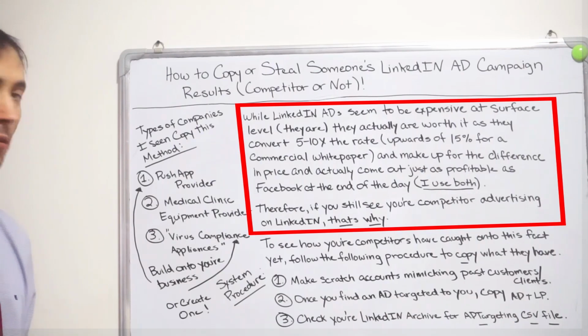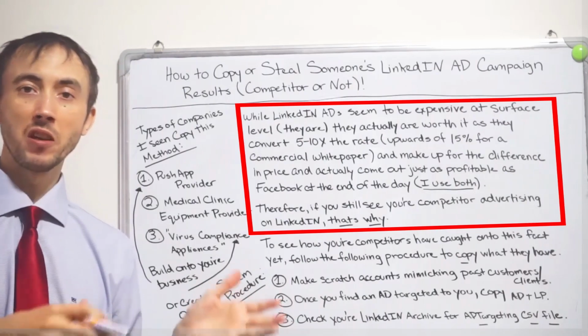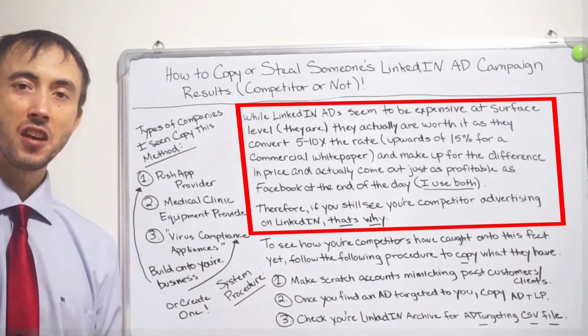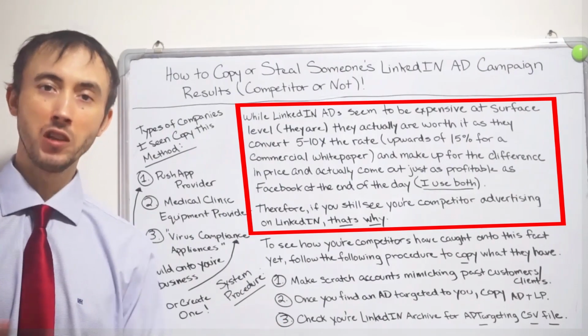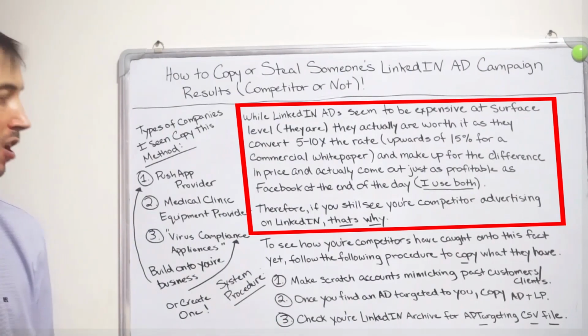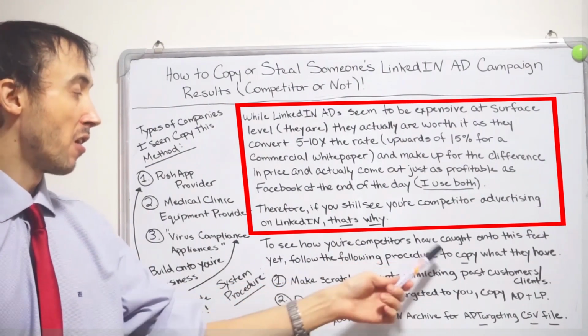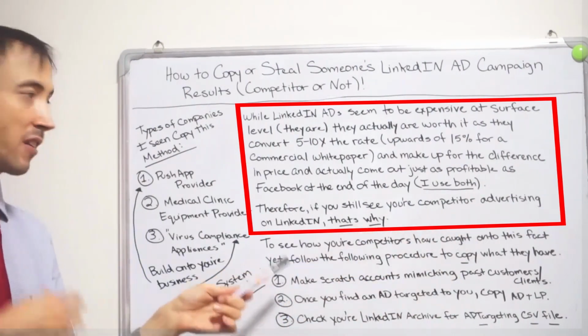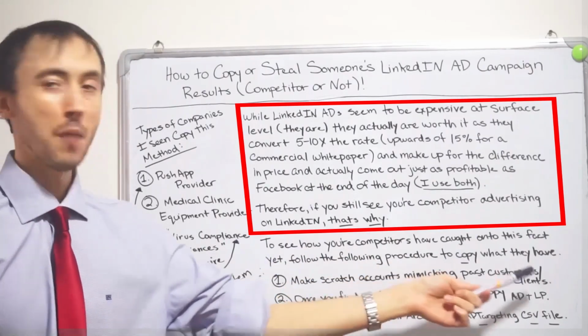So anyway, with all that said, here's how to be able to find your competitor's stuff so you can literally copy it. And then I'll tell you a little bit about, if you find more than one to copy, what one you should copy as well on top of everything else. So anyway, the first thing that you're going to do to see if your competitors have caught on to the fact that LinkedIn actually is high quality, follow the following procedure to copy what they have.